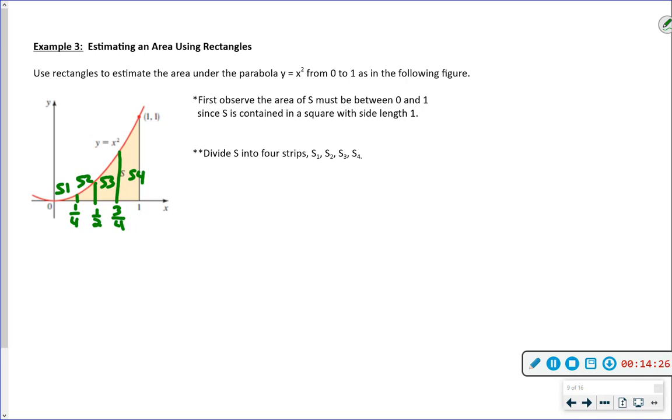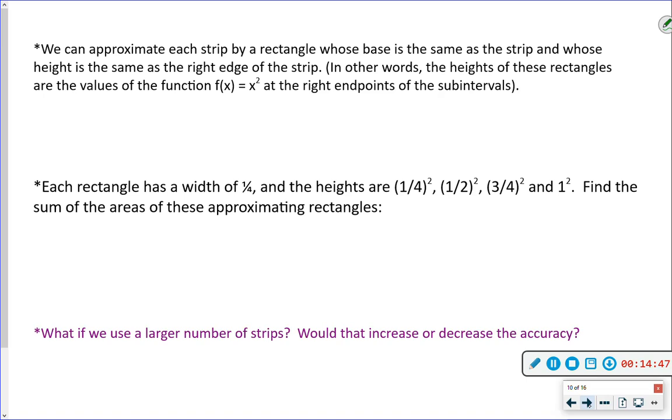So we want to calculate the area of each of these rectangles. Each of them has a width of 1/4. From a half to 3/4, it's a 1/4. 3/4 to 1, it's a 1/4. What we need is the height, or a y coordinate up there. Remember our function, y equals x squared. We can approximate each strip by a rectangle whose base is the same, and the heights of the rectangles are the values f of x equals x squared at the right endpoints. Let me go back to my picture here.